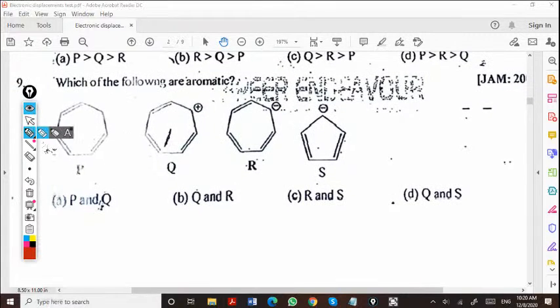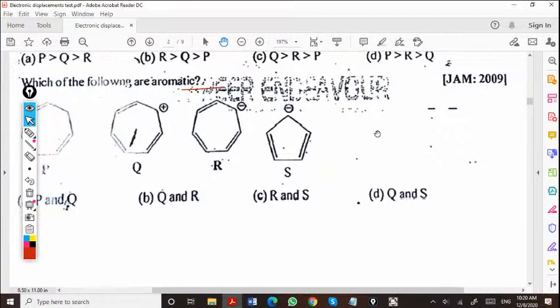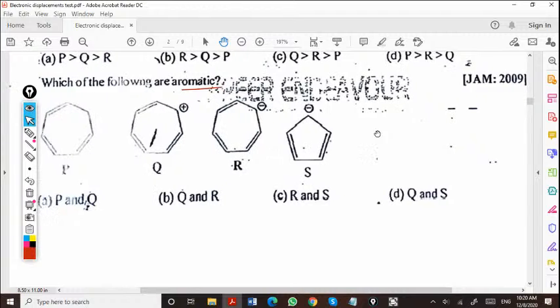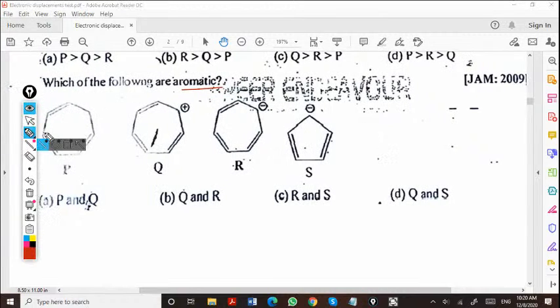Next, it's a simple question. Which of the following is aromatic? This question was asked in 2009. Aromaticity depends on the Huckel rules. So four Huckel rules are there.